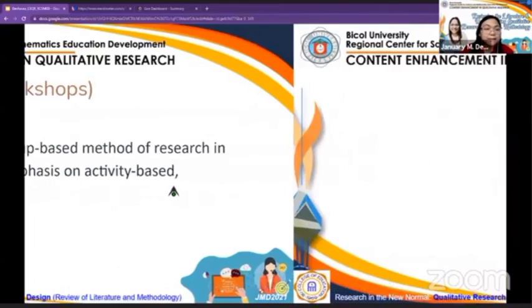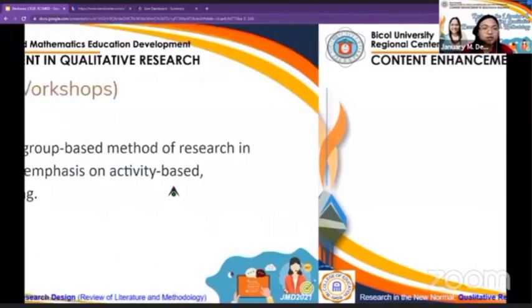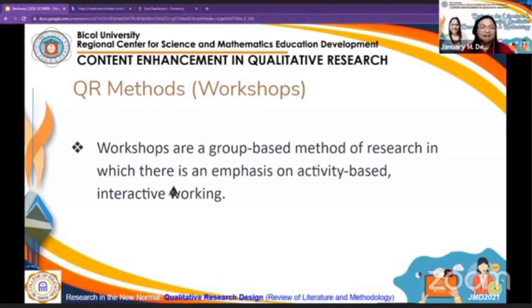And the last method, not yet the last one, but second to the last, yeah, I think we're on time. I will still be having time for Q&A. Workshops. Workshops is also used as a method. So these are group-based methods of research in which the emphasis is activity-based and interactive working. So the focus actually is everyone participating and undertaking the work.